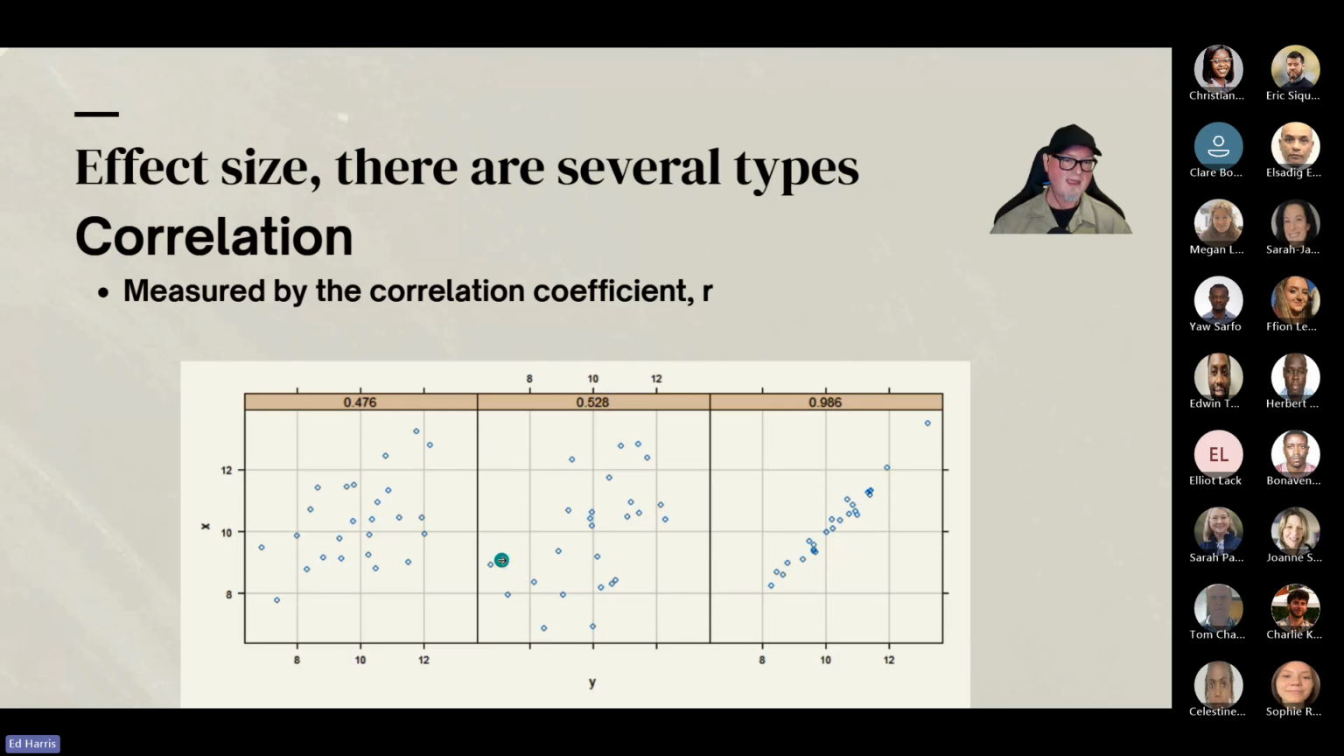And I just have an example graph here of a couple of different effect sizes for a correlation of 0.476, about 0.5. You can see it's not a real strong correlation. There's a bit of scatter. This 0.476 is the effect size of this test. Likewise, 0.528. This looks similar to this one. And a very high correlation coefficient is 0.986. And you can see it's almost a straight line.